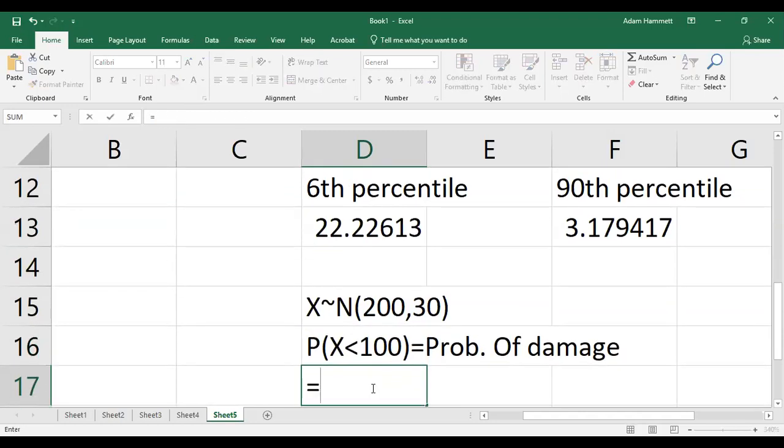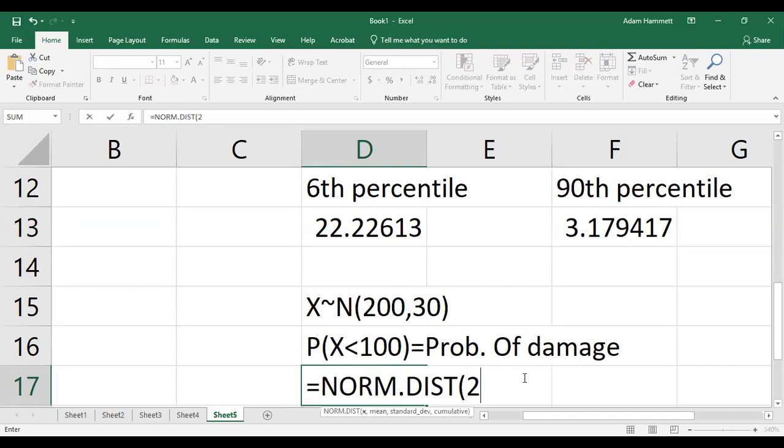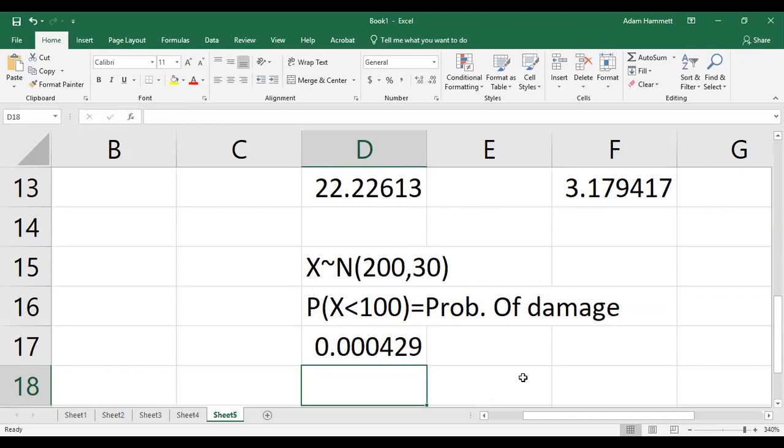So what is that? That's going to be equal to normal distribution. Okay. Sorry, not 200. 100 is the X. The mean is 200. The standard deviation is 30. Do I want cumulative? Yes, I do. And I get that. But over in the presentation, they actually said, what is the probability that there is equipment damage in at least 1 of 5 independently dropped parachutes?